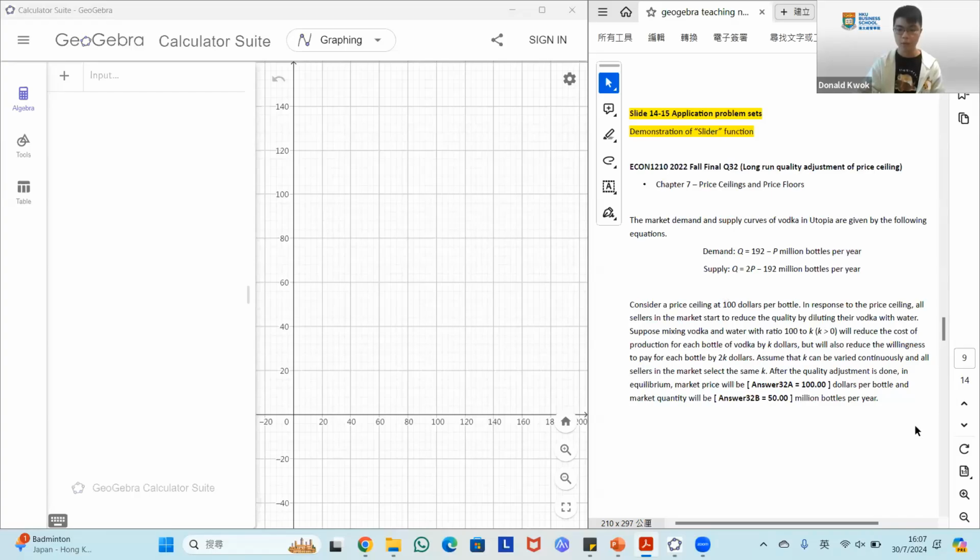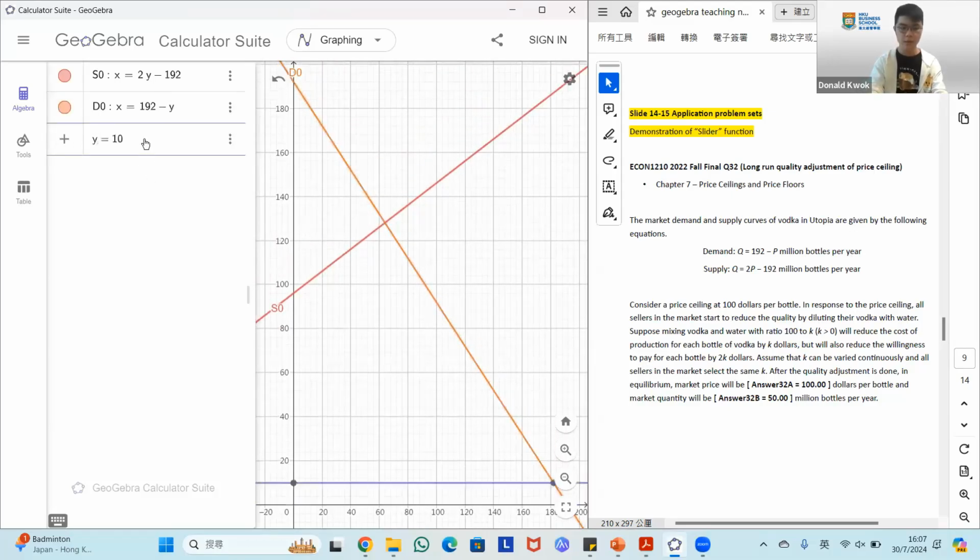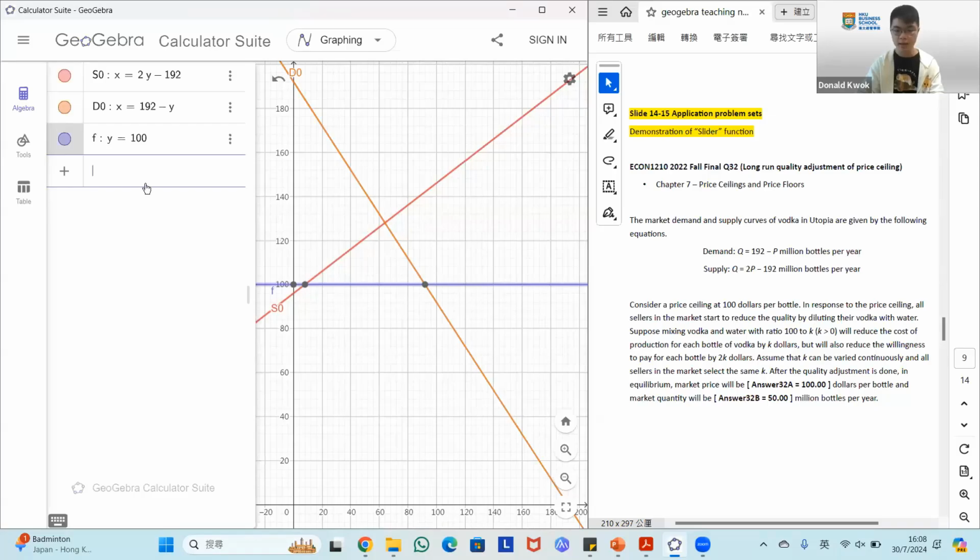To start with, let me type the demand and supply functions in GeoGebra first. So we have a price ceiling at $100, and it is effective as well. In this question, we will utilize the slider function to do some trial and error in order to solve the problem. So let's first create a slider number k and adjust the bounds accordingly.